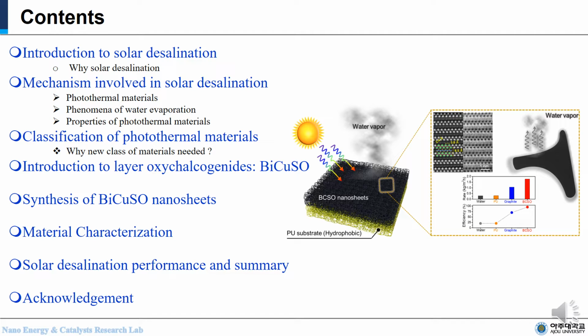And moving on to the photothermal materials, we have different classifications of photothermal materials. Among them, they have disadvantages and advantages. And for solar desalination, we need a new class of materials. So as a new class of materials, we will be introducing a layered oxychalcogenide material, that is the BCSO. Then how the synthesis of BCSO nanosheets is done, and material characterization, solar desalination performance, and the summary.